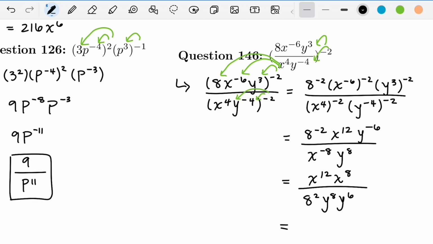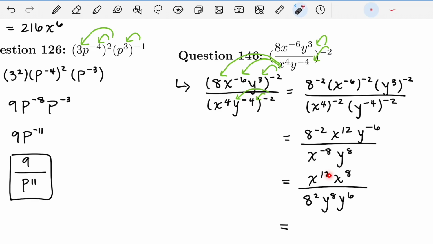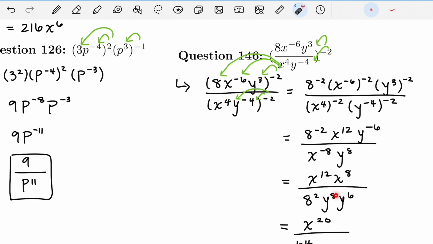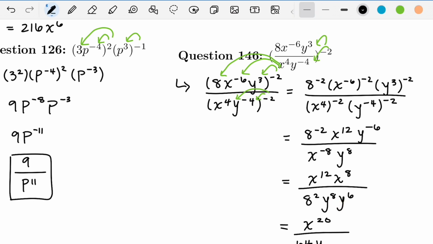All right, and then finally simplifying this, we know we can use our product rule, so we can add our 12 and 8. So in the numerator, we're going to get x to the power 20. And in our denominator, we know 8 squared is 64. And then we can add the exponents of these guys since they have the same base. So this will give us y to the 14th power.